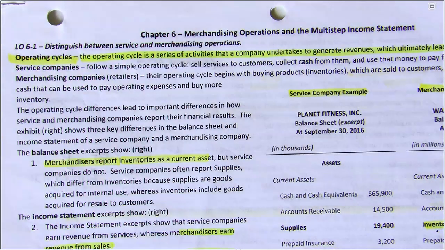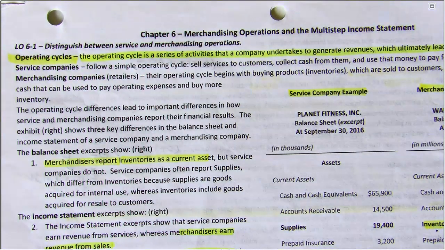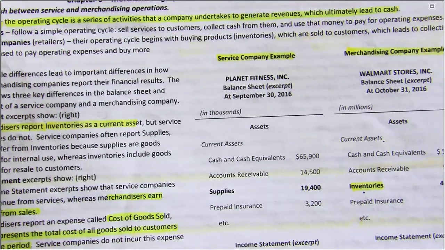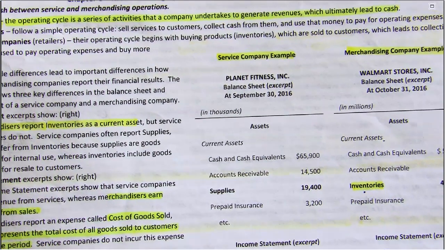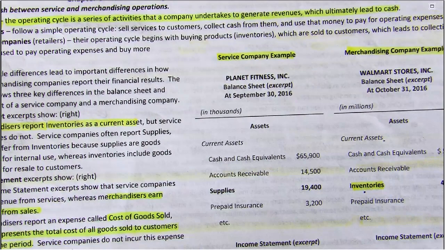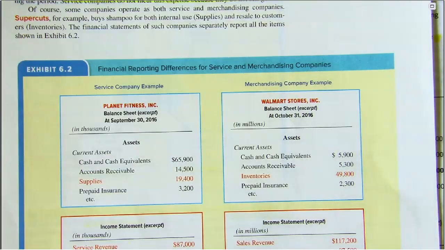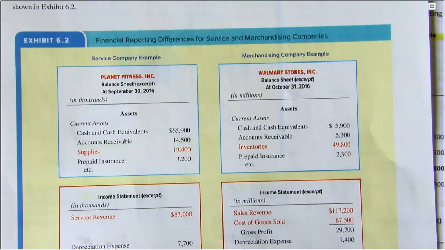The next thing I'd like to do is take a look at three key differences in the balance sheet and income statement of service companies versus merchandising companies. But again, I think it's going to be easier to look at the textbook pages. So we're going to take the same information and look at it in a bit more colorful format.